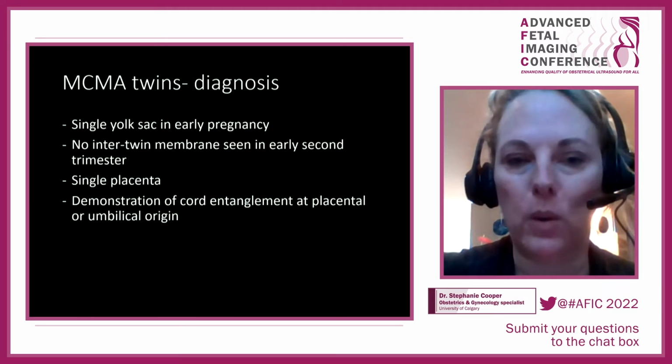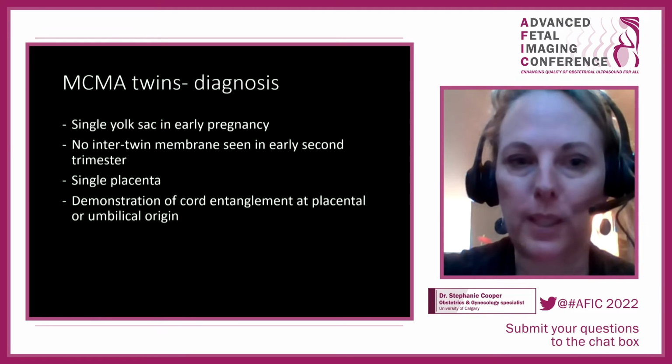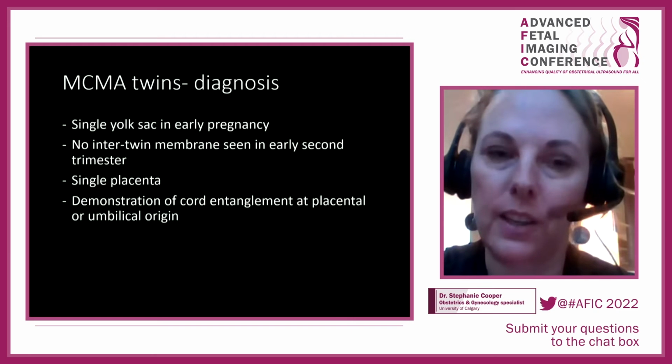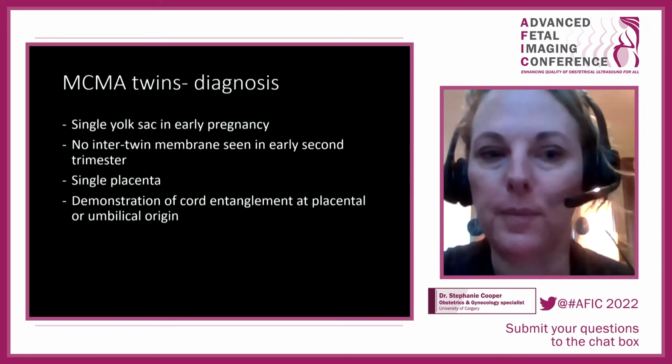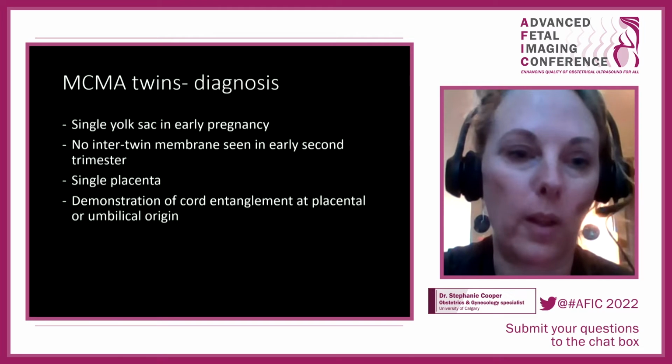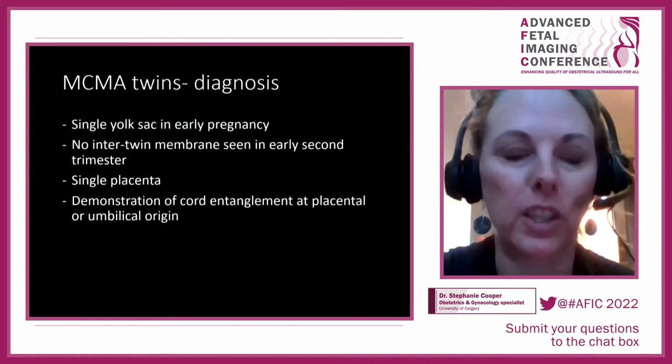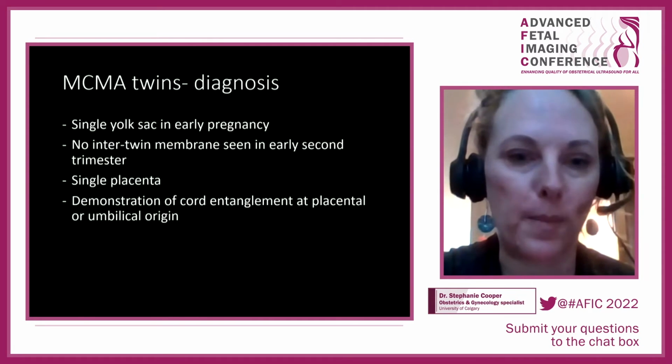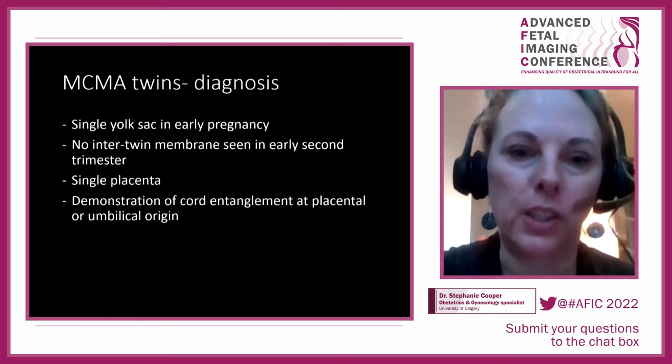Okay, and how do we know for sure that these are those mono twins? Well, as I said, you can't determine it in the early part of pregnancy, so really it should be ideally definitely over 10 weeks, but in some cases, depending on how well the mom scans, it might be even a little bit later. We do not see an intertwin membrane.